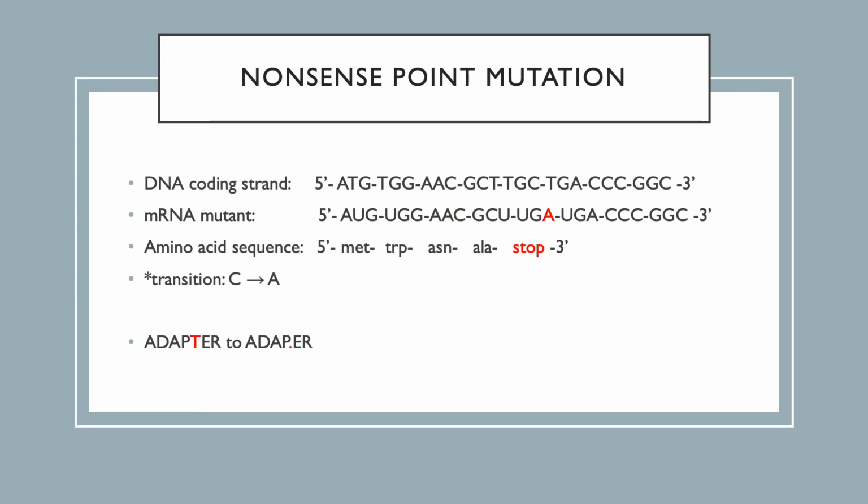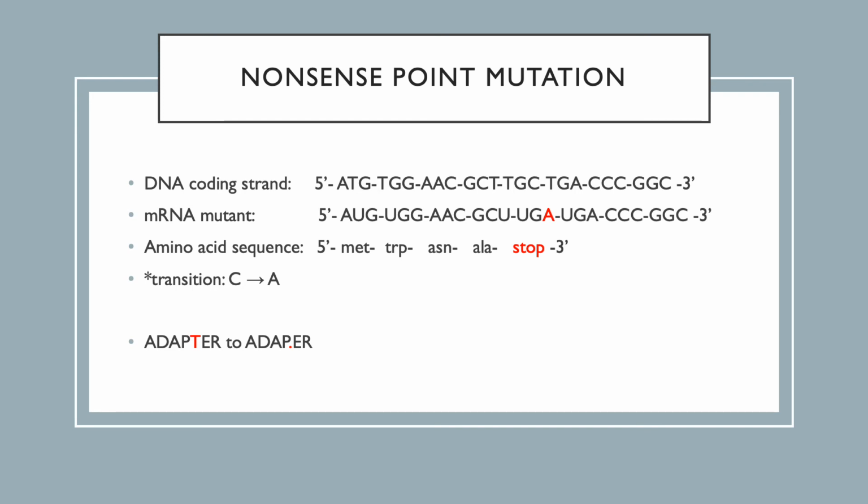Next is an mRNA mutant sequence with a nonsense point mutation, which occurs when a base substitution leads to an early stop codon in the amino acid sequence, resulting in a shortened protein. This is a transition point mutation because the pyrimidine C in UGC was changed to the purine A, UGA. Now our word adapter has a period in the middle of it, representing an early ending before the end of the word.